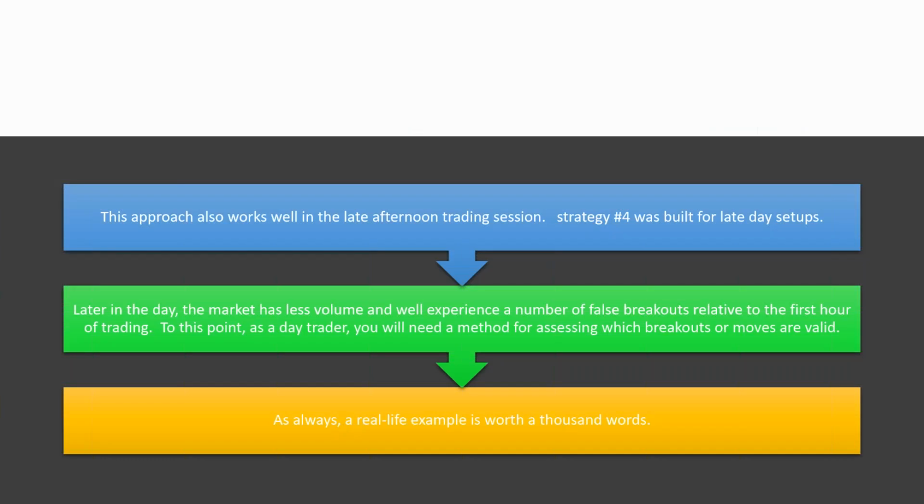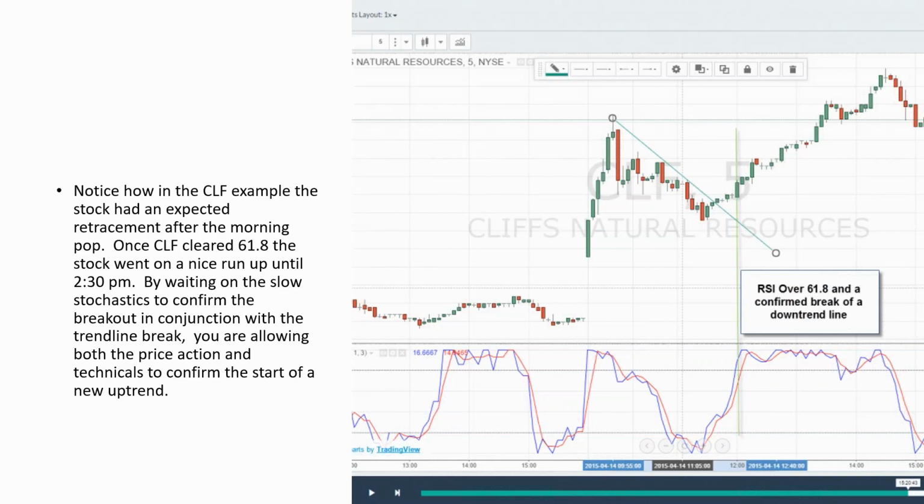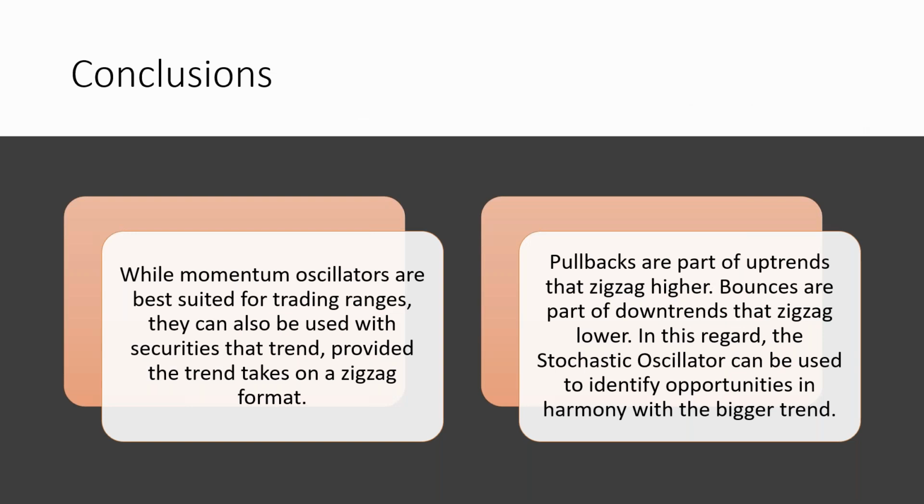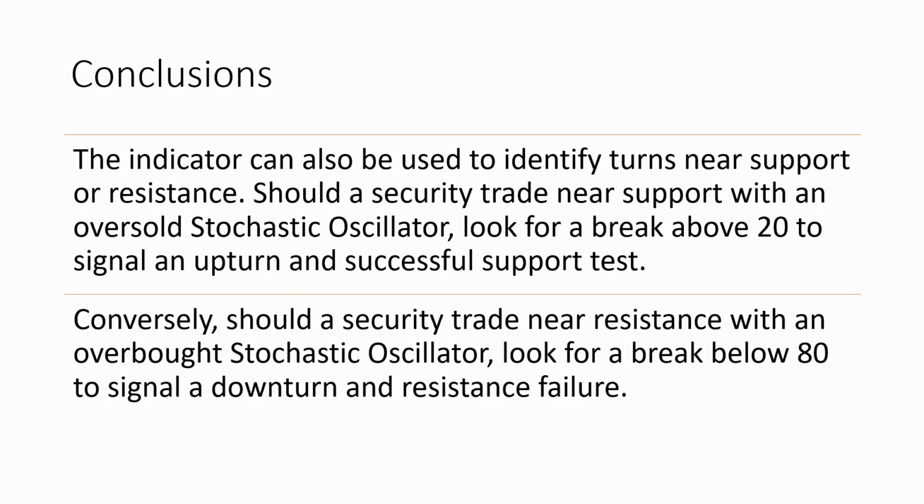So while momentum oscillators are best suited for trading ranges, they can also be used with securities that trend, provided the trend takes on a zigzag format. Pullbacks are part of an uptrend that zigs higher. Bounces are part of a downtrend that zigs lower. In this regard, the stochastics oscillator can be used to identify opportunities in harmony with a bigger trend.